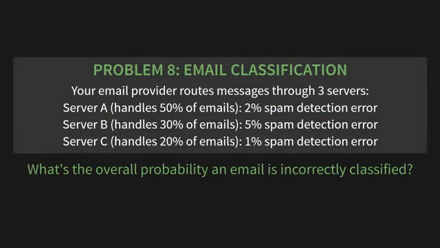All right, let's talk about something we all deal with, email. Your email provider has this clever system where they route messages through 3 different servers. But here's the catch. Each server has different error rates. Server A handles 50% of all emails with a 2% spam detection error. Server B handles 30% of emails but has a higher 5% error rate. And server C, it handles 20% of emails with the lowest error rate, just 1%. So here's the million-dollar question. What's the overall probability that any random email gets incorrectly classified?